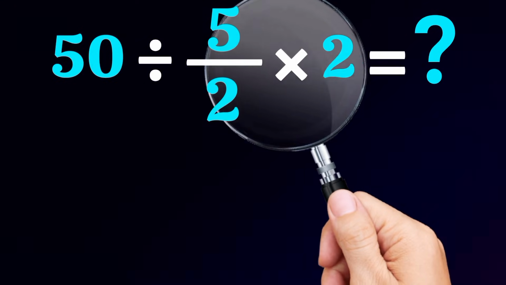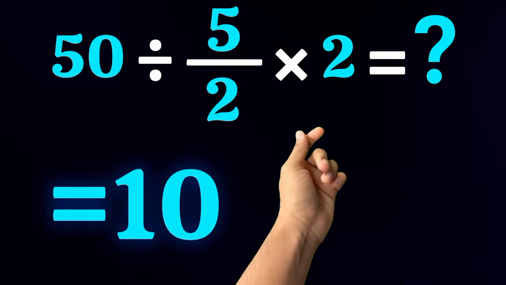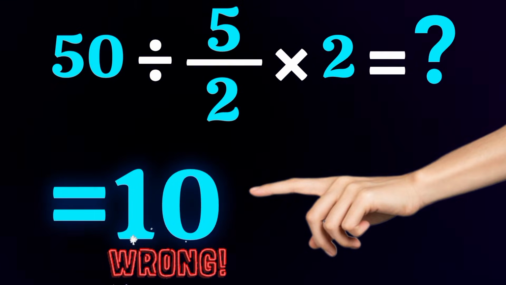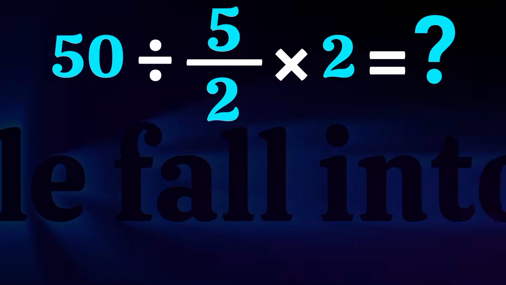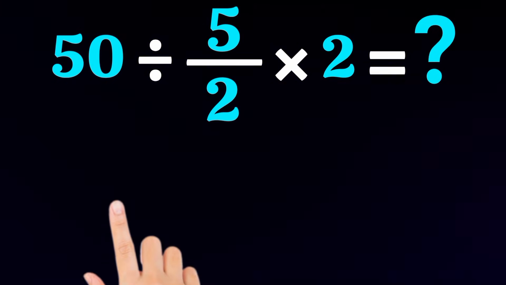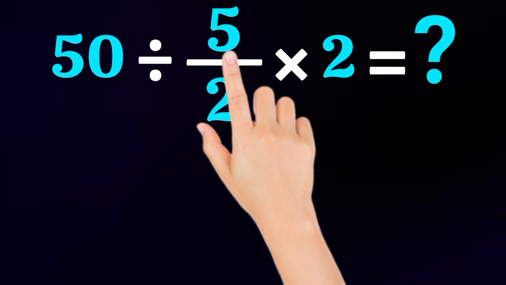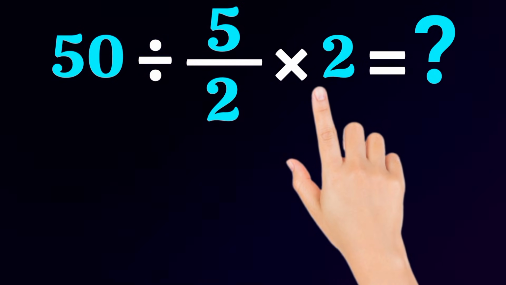Most people see this and instantly say 10, and that answer is wrong. Let's slow down and see why so many people fall into this trap. Here's the expression: 50 divided by 5 over 2 times 2.